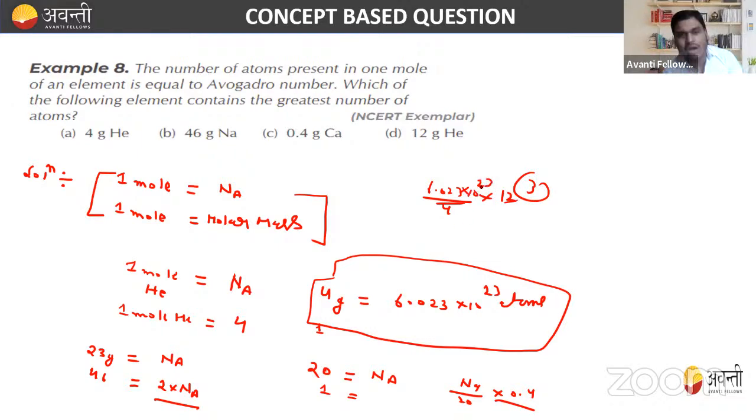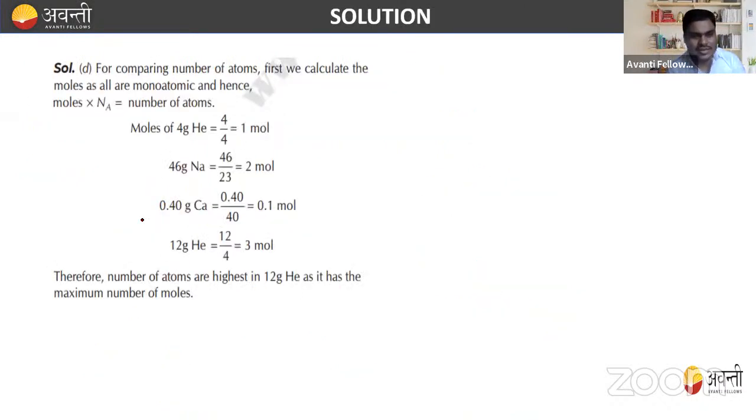So out of these four, which will contain the maximum number of atoms? Let's see the solution. This will contain only 1 mole, this will contain 2 moles, this 0.1 mole, and this one 3 moles. So the number of atoms is highest in 12 gram of helium because it contains 3 moles, 3 × Na, 3 × Avogadro number, right? So out of the four options, 12 gram of helium contains the most atoms. It is a very, very simple question.